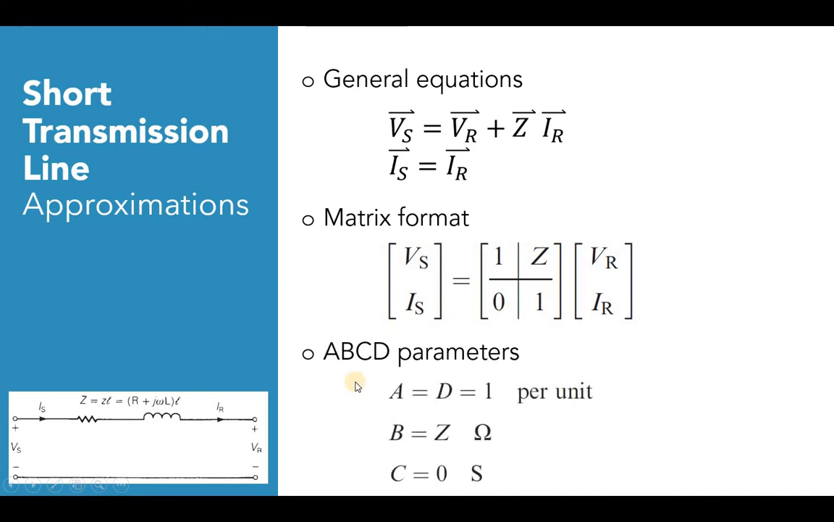So the ABCD parameters of the short transmission line are the following. A and D both are 1. Your B is Z, and your C is 0. Okay? So all these pertain to the short transmission line, and we use them when we analyze the performance or determine the circuit parameters of short transmission lines.